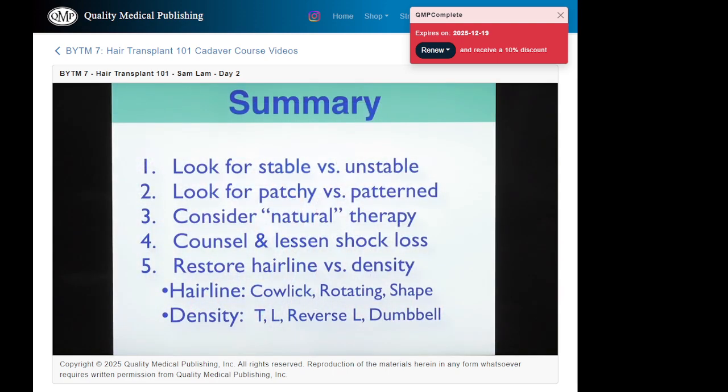So the summary here is look for stable versus unstable, look for patchy versus pattern, consider natural therapy, that's my bias, counsel and lessen shock loss from the very first consultation forward. Sort of divide your design patterns into considering hairline versus density. When you're looking at hairline, think about the cowlick, the rotation, the shape. Density, think of the TL, reverse L, and dumbbell designs.